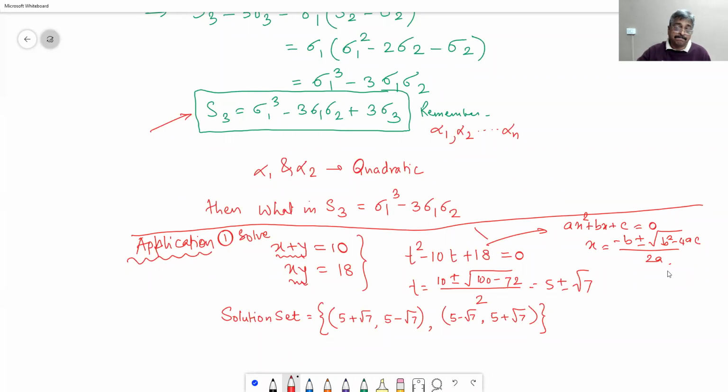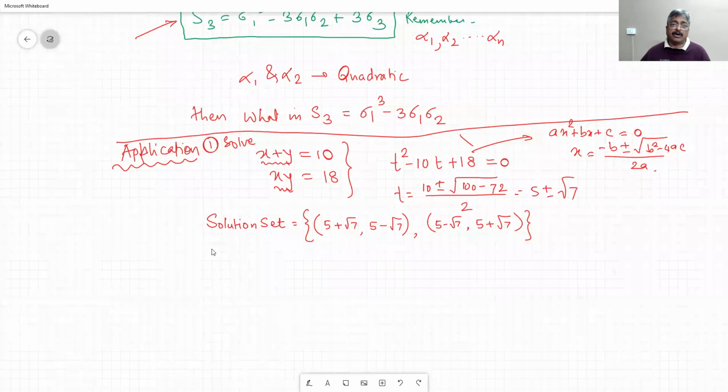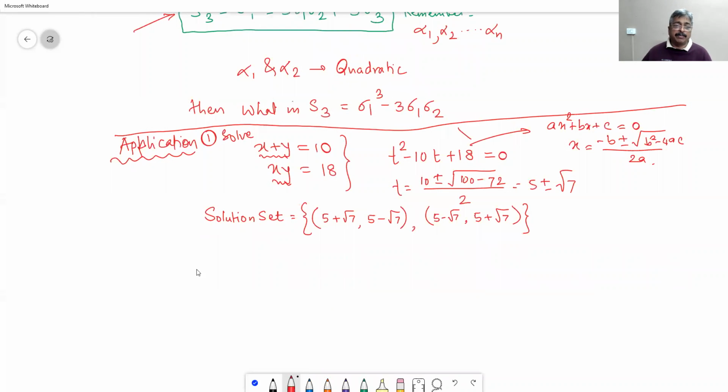Another method of solving this is elimination. Again, you will get exactly similar calculation. Let us do it that way. Let x is equal to 10 minus y. Therefore, x into y, that is, 10 minus y into y is equal to 18.